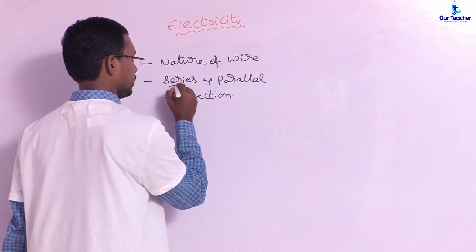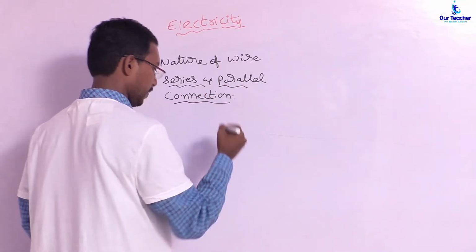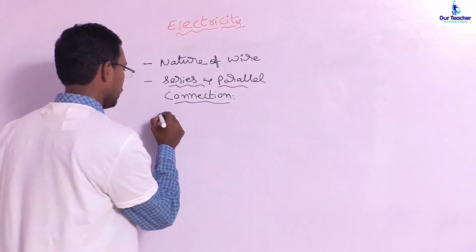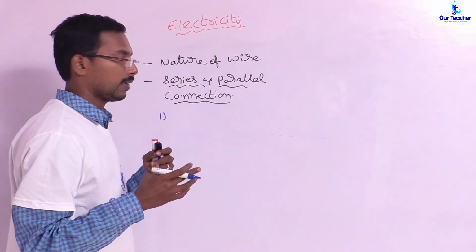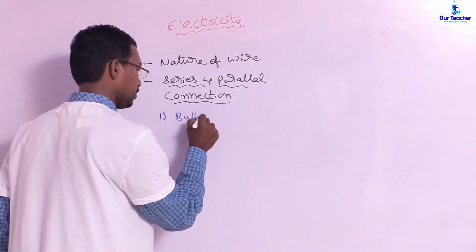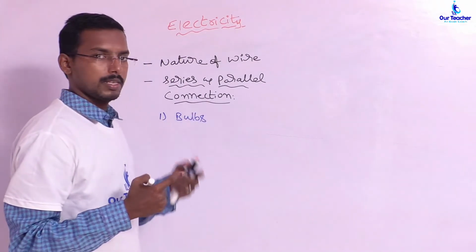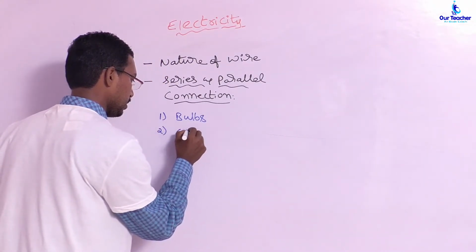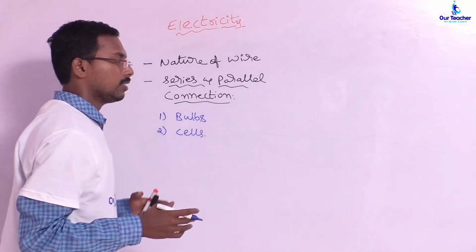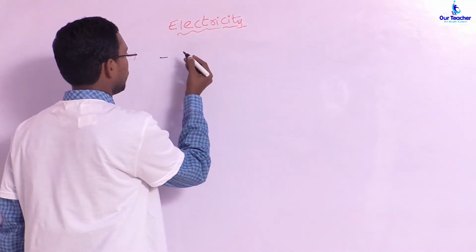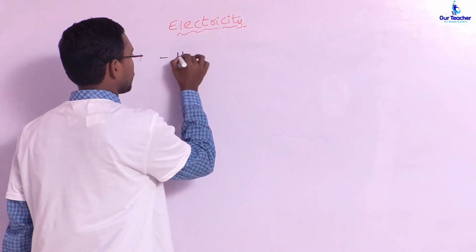So in this concept of series and parallel connection, we will see two topics. First topic is regarding bulbs, how they are connected in series and parallel, and what happens if you connect the given bulbs in series. And in the second one, we will talk about the devices like cells, how the cells are connected in series and parallel. Okay, later students, we will start the topic of heating effects.